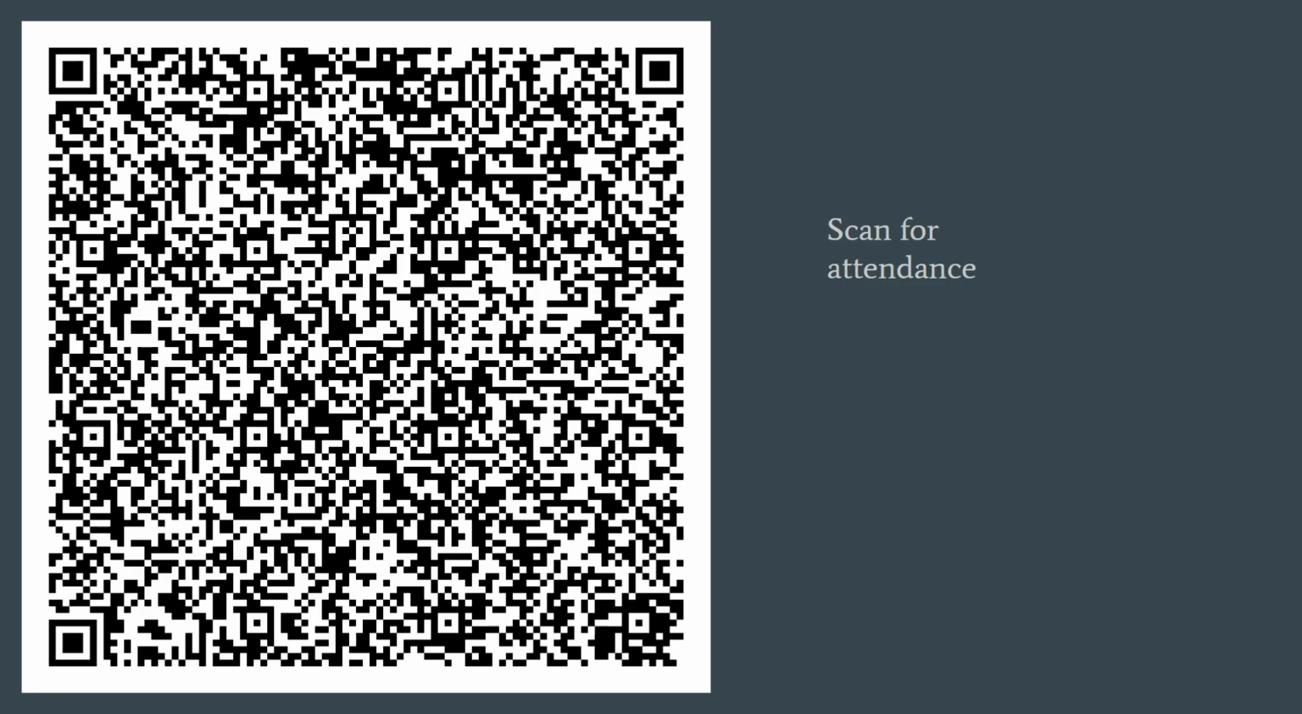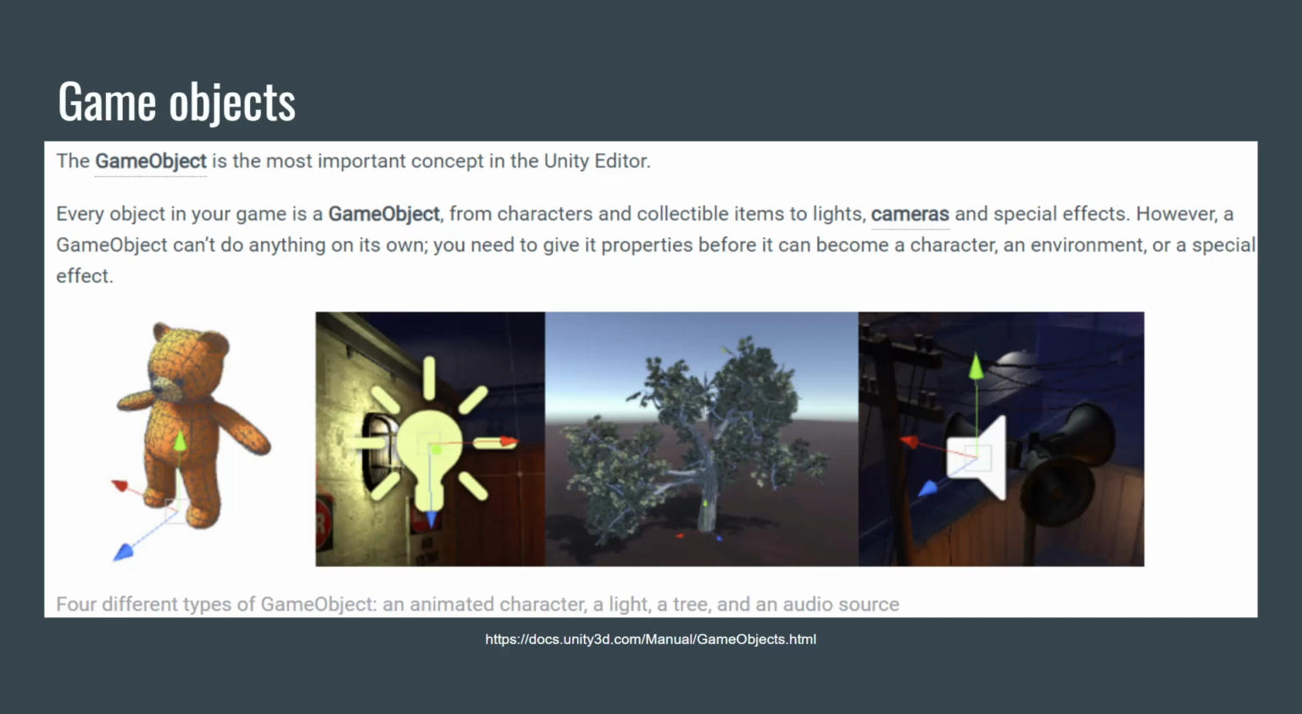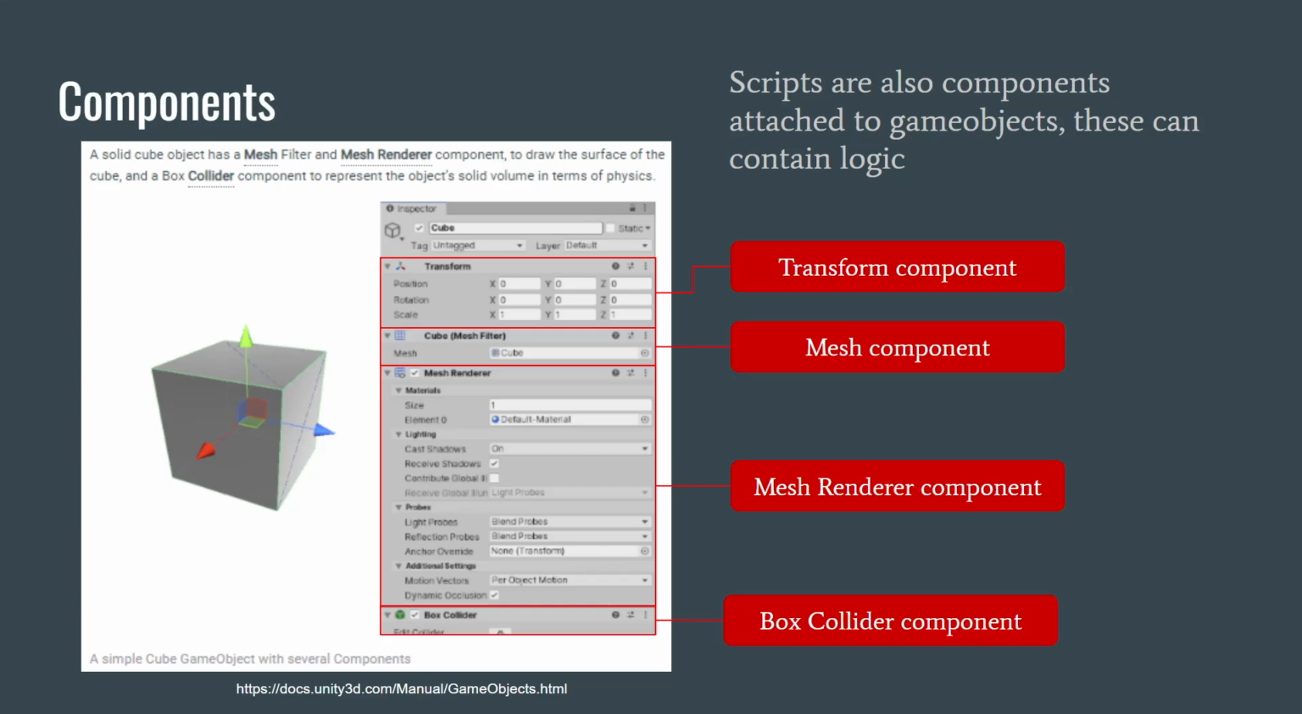So I'll move on to what we covered in the last lecture. What is a game object? It's just an object inside your scene, inside your game. These are what allow you to do things in the game. If you make a player, that's a game object. If you make your ground, that's a game object. And these can have components on them. So what are components? These are these things over here.